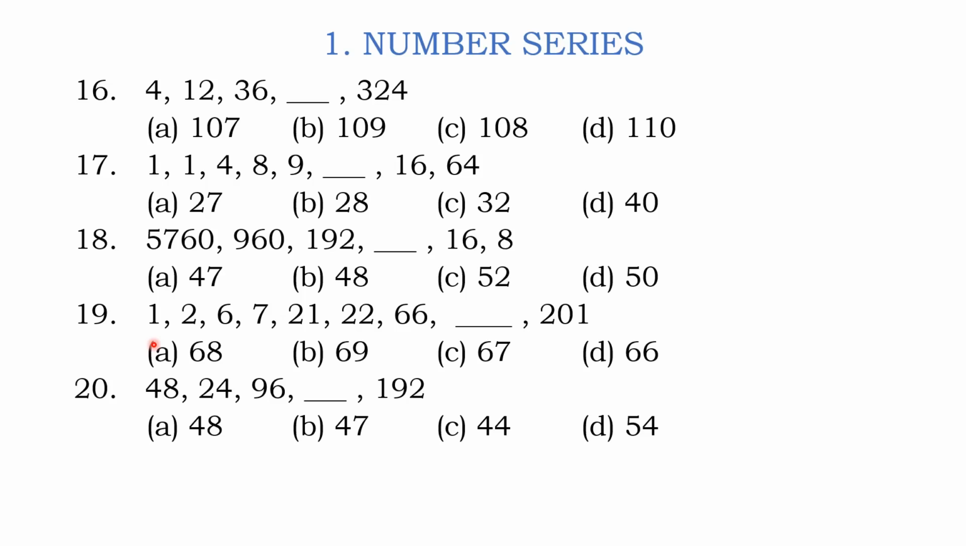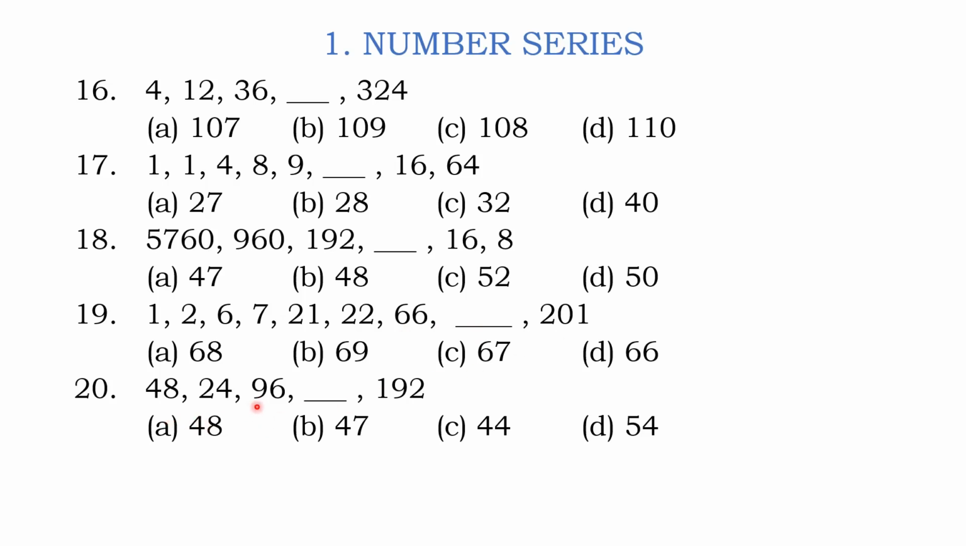And the next problem is 1, 2, 6, 7, 21, 22, 66, blank, 201. Here we have a logic. Here 1 and 2 differ by 1, 6 and 7 differ by 1, 21 and 22 differ by 1, 66 and the next number should also differ by 1. So the number should be 67. And at the same time, it should follow some logic. Here 2 into 3 is 6, 7 into 3 is 21, 22 into 3 is 66. So the next number is 67 into 3, 201. So the answer is 67, which is C.